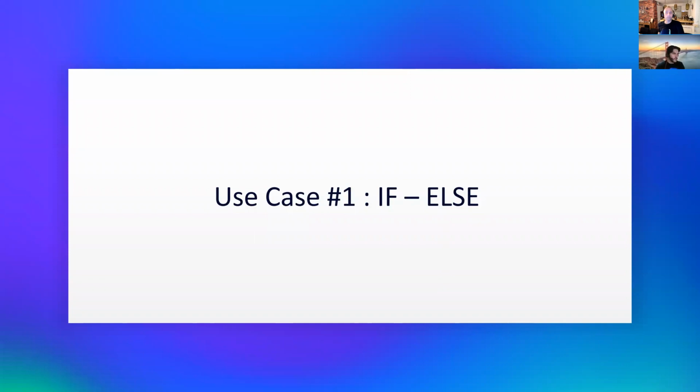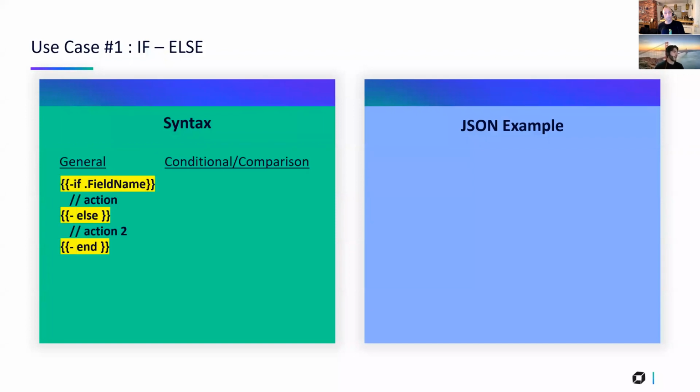So starting with the first scenario where we're dealing with a simple if-else condition. The syntax looks something like this. There's going to be two sets of curly braces, the if command, and then your condition. In this case, we're just saying if a field name is true or false, and then if it's true, we do action number 1. If it's not true, we do action number 2.